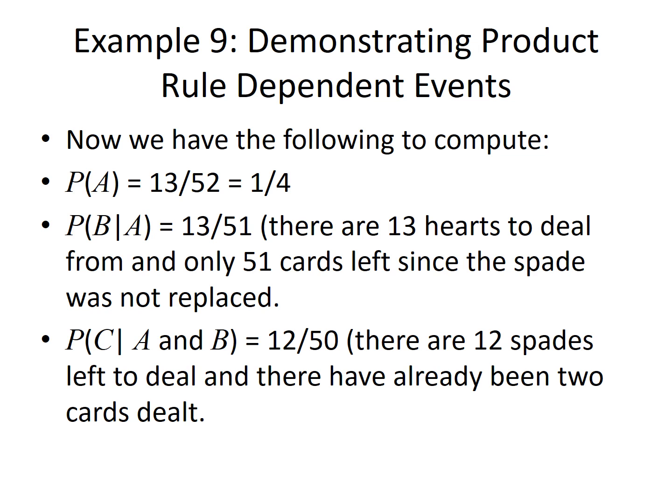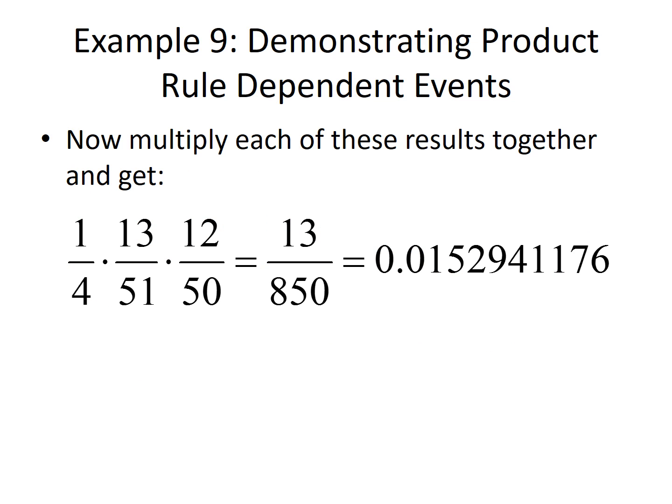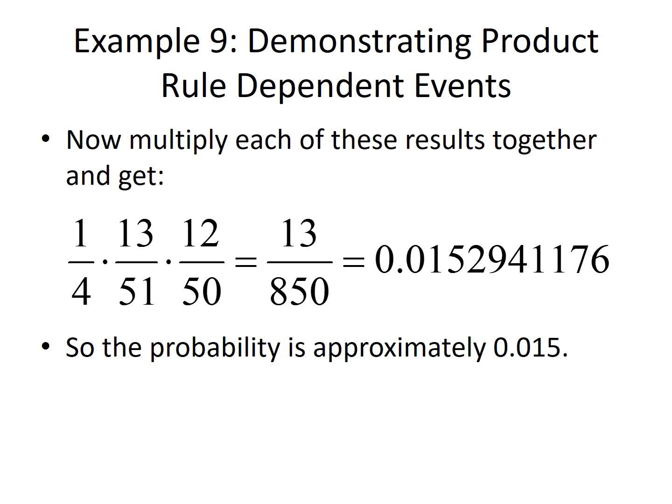The probability of C, given both A and B have occurred, becomes 12 out of 50. There are 12 spades left to deal, and there have already been 2 cards dealt. So we had 1 spade being dealt already in the first card being dealt, and we already dealt out 2 cards to get to this third card being dealt, so that leaves 12 out of 50. Now multiply each of these results together, and you get 0.01529, etc. So the probability is approximately 0.015, or approximately 1.5%.